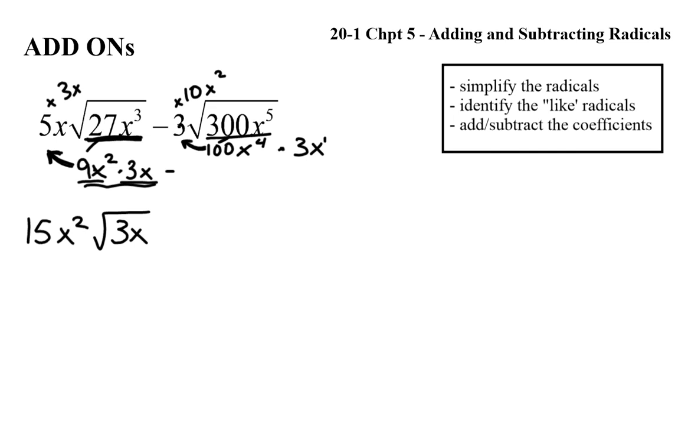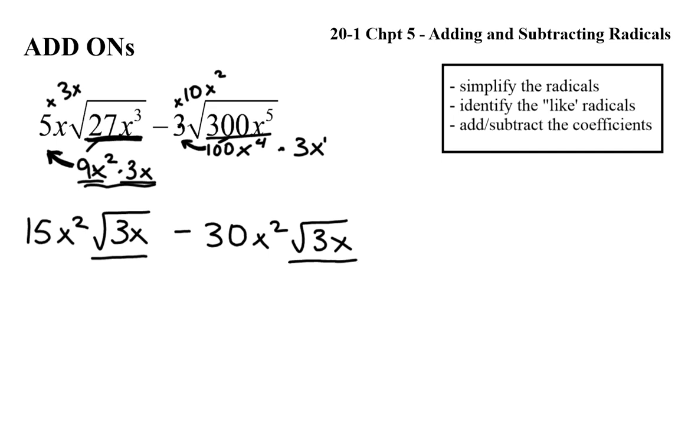So 3 times 10x squared leaves me down here with a negative 30x squared, and I still have the root 3x. Simplifying becomes more involved because of the variables, but the process doesn't change.